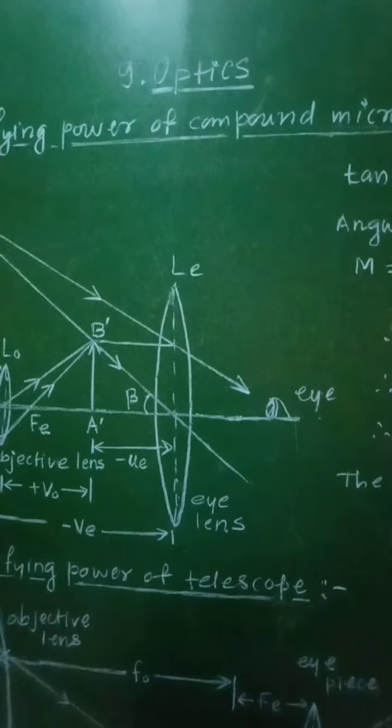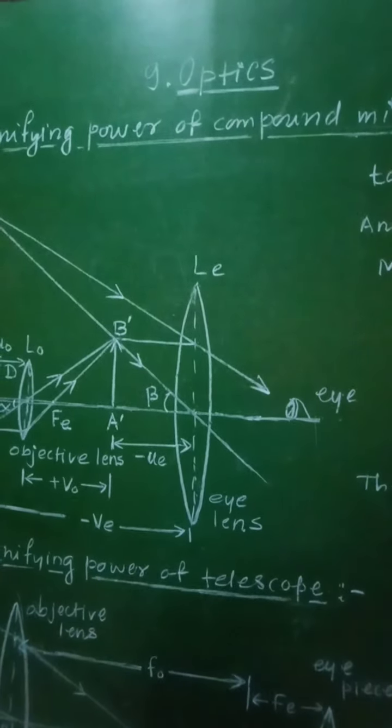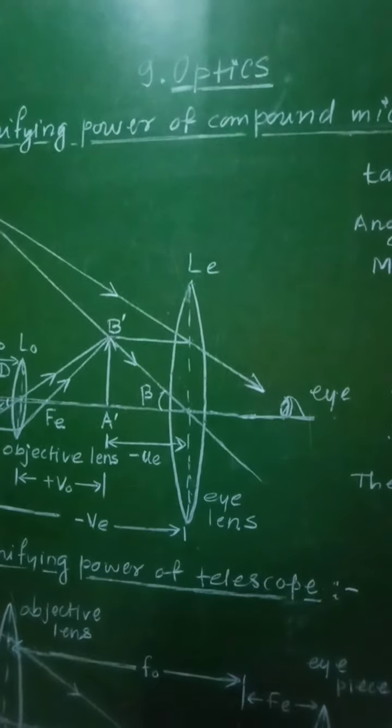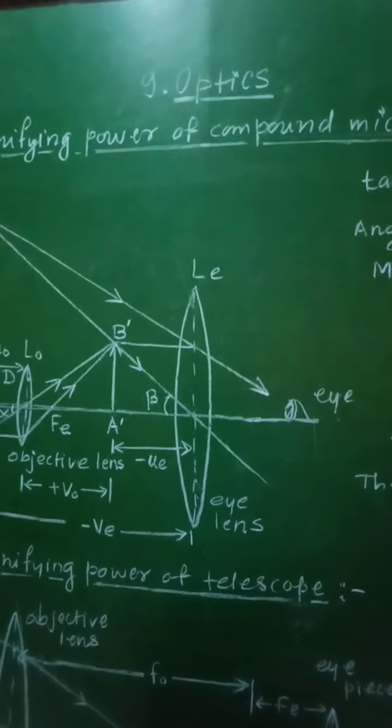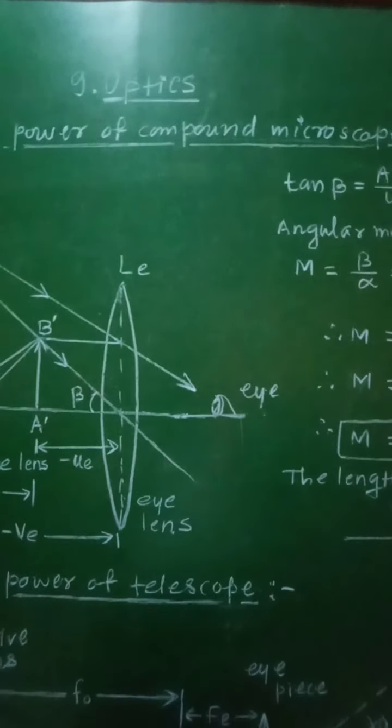Standard 11th, subject physics, 9th chapter optics. From this chapter we have already studied the magnifying power of a simple microscope, and now let us see the magnifying power of a compound microscope. Now what is actually a compound microscope?